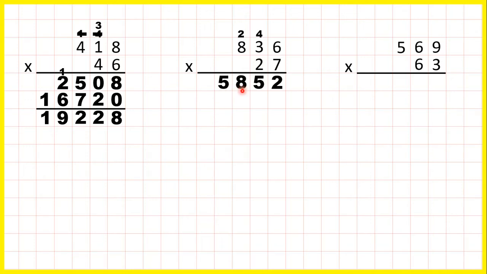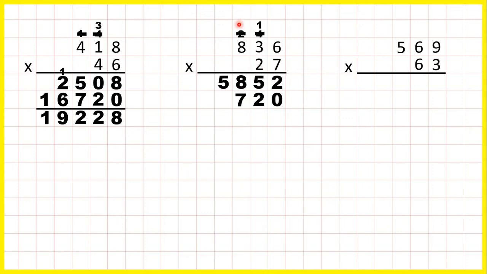Now it's really important that we remember to cross out our working and write a 0 in our second answer line, because this 2 is in the tens place. Now 6 times 2 is 12, so 1, 2. 3 times 2 is 6, plus 1 is 7. And 8 times 2 is 16.